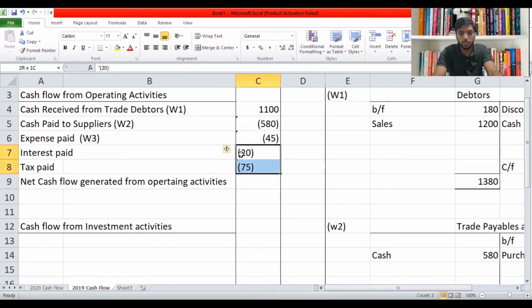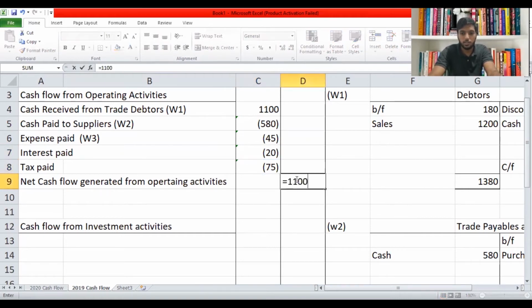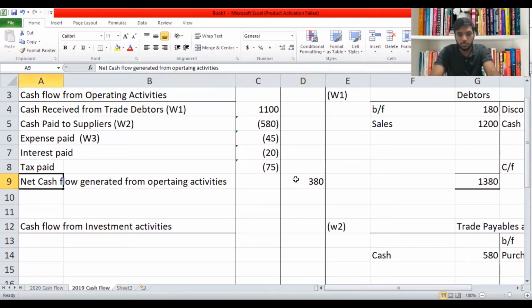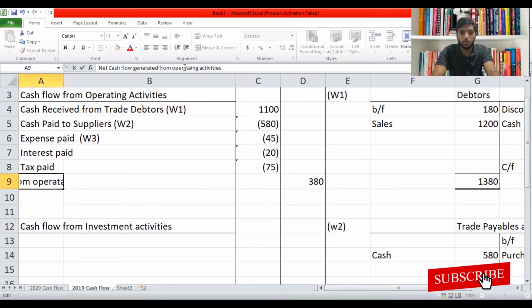So I'm going to take it on the other side. So what I do, I take my final values. I got 1,100, deduct 580, deduct 45, deduct 20, and deduct 75. So my value is going to be 380. This is my net cash generated from operating activities. Don't make the same mistake which I did. You just need to always keep an eye on what you're doing. If not, you will go wrong on the sum.